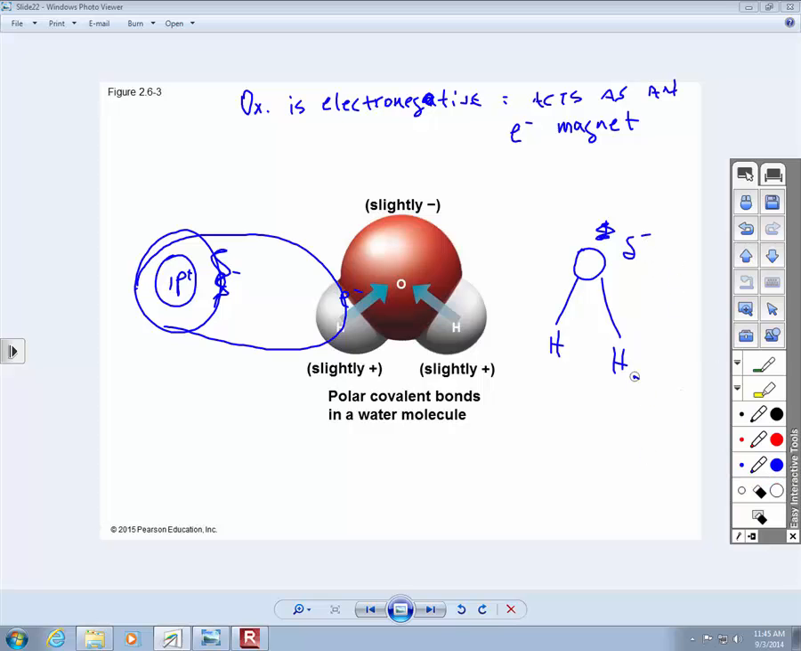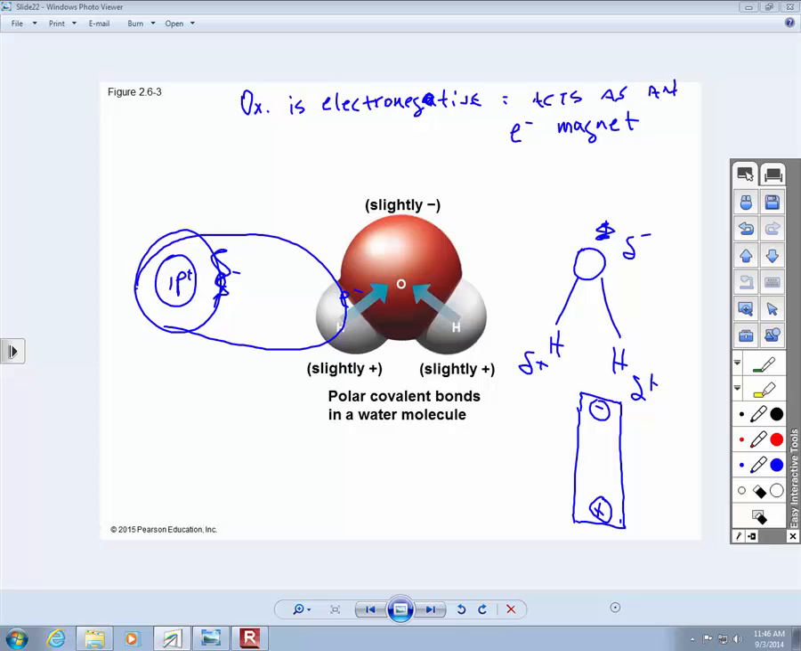Okay, and each hydrogen will have a partial positive. So what we're really working with is one end of the molecule partially negative and the other end partially positive. This is basically a bar magnet. You've all worked with bar magnets. You've got North Pole, South Pole. Well, basically you have negative at one end and positive at the other end. That's what makes it a magnet. You have more positives at one end and more negatives at the other end. That's a magnet.